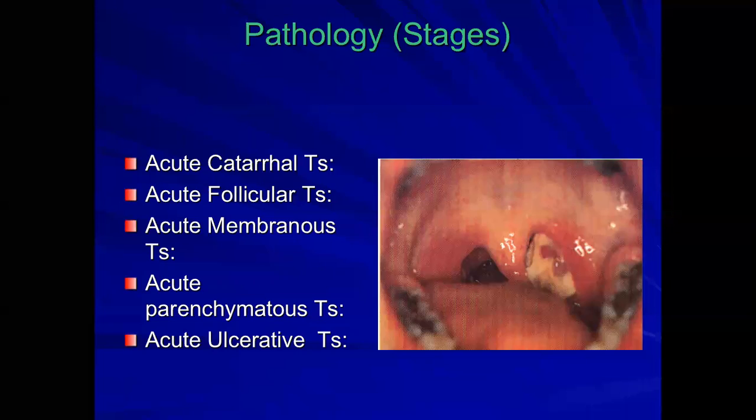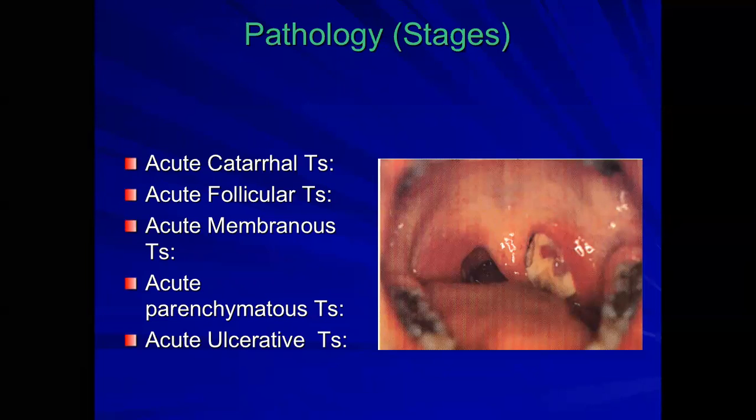The first one is acute catarrhal, which is superficial. When there is only congestion, we say acute catarrhal tonsillitis. When there are follicles, like beads, inside the tonsil, as in this picture, we call it acute follicular tonsillitis.